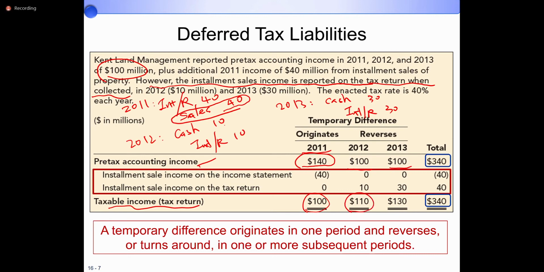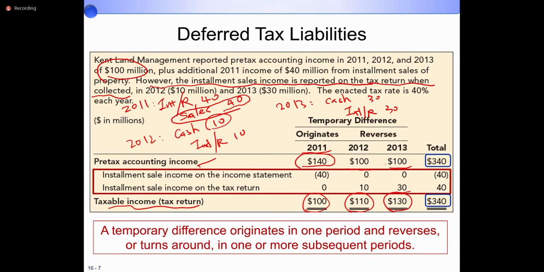Because you collect 10. You got the cash, you collect 10. That's why you should add it, 10 to the 100. So remember, remaining income is 100. And in 2013, you add that 30, so that total taxable income is 130.